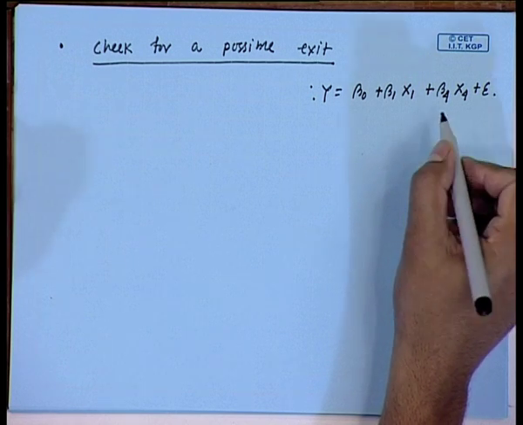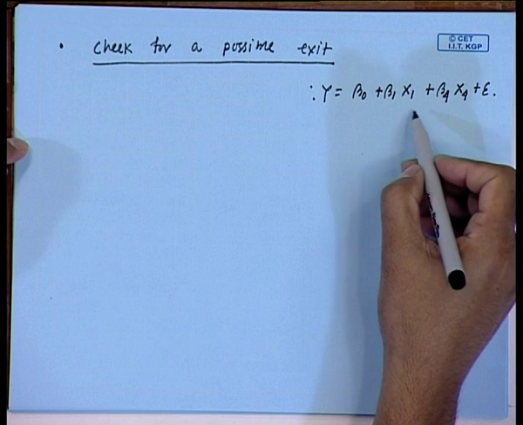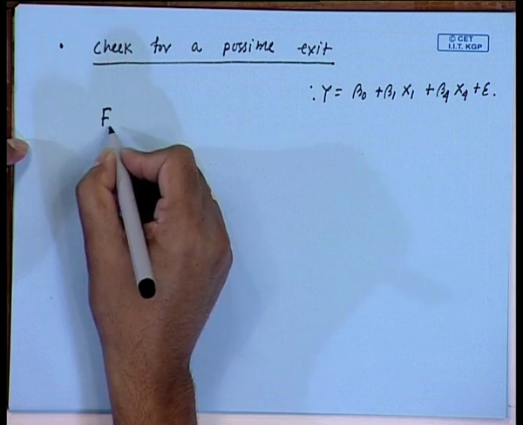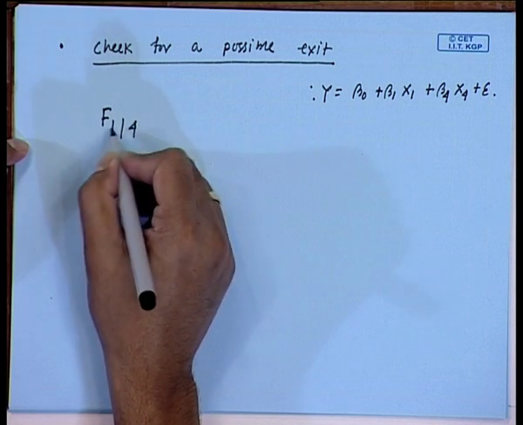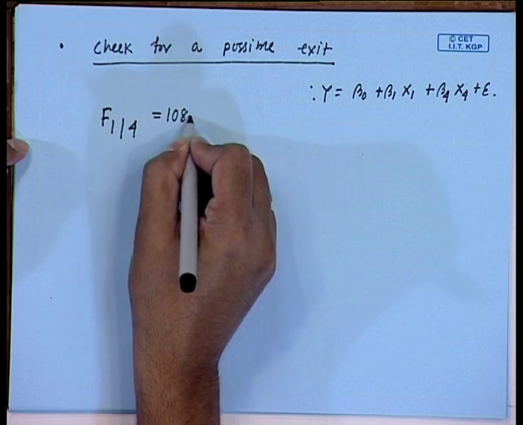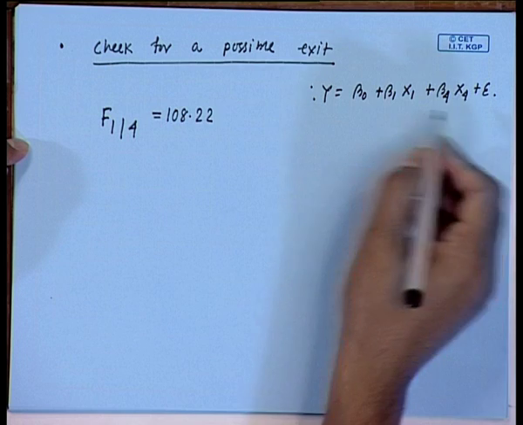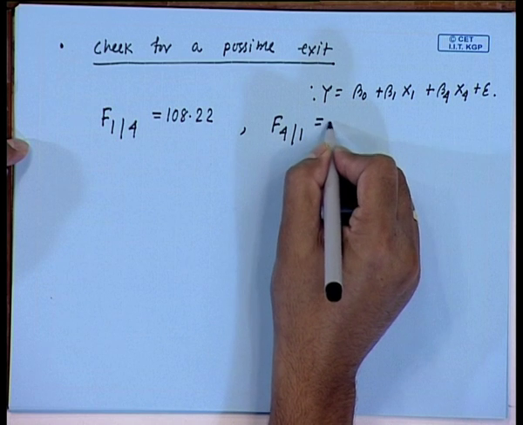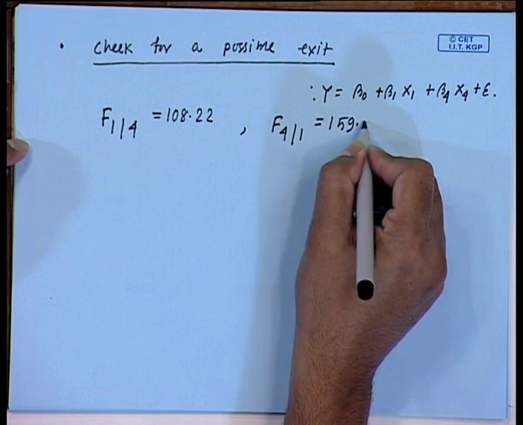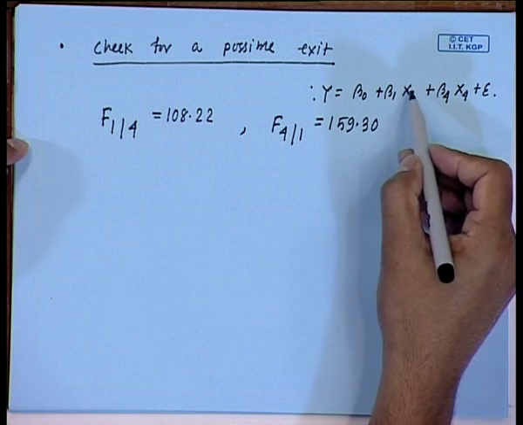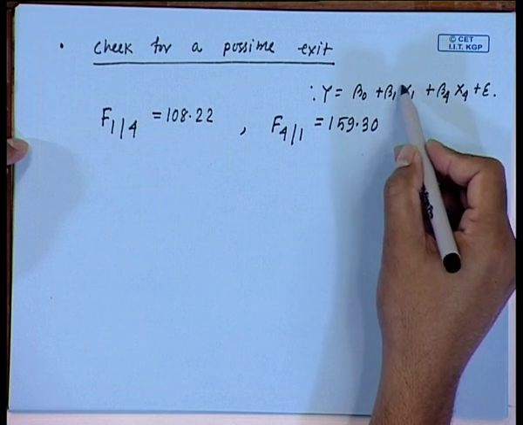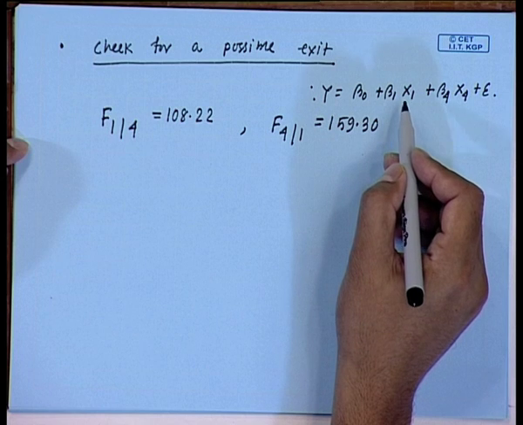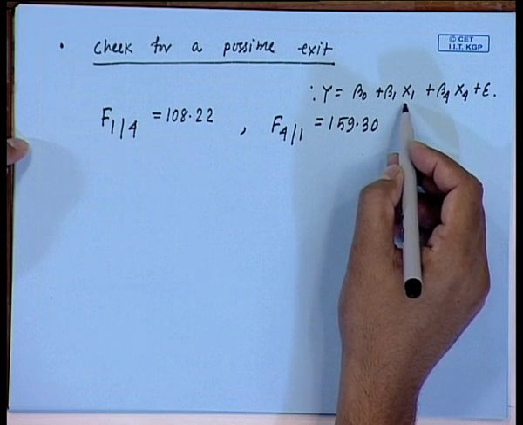And now, of course, x 1 is significant in the presence of x 4 because the f value is f 1 4. We compute these two partial f values: f 1 4, which is equal to 108.22, and the other one, we also check f 4 in the presence of 1, which is equal to 159.03. This is the last added regressor. So, of course, this one is significant in the presence of x 4, that is why it has been included in the previous step.